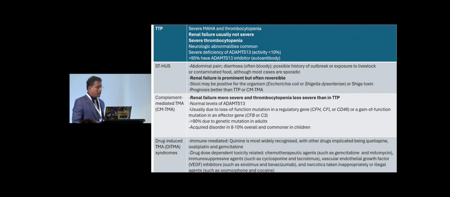So a last slide just highlighting the chief features. So TTP, renal failure, usually not severe thrombocytopenia. STHUS, renal failure is prominent but often reversible. And there is this story of bloody diarrhea, etc., and possible history of exposure to livestock or contaminated food. Complement-mediated, renal failure usually quite severe, but thrombocytopenia less severe. And they have normal levels of ADAMTS13. And drug immune-mediated, think about quinine.